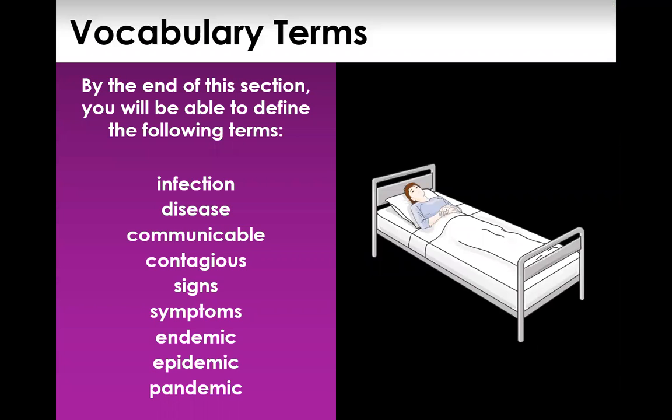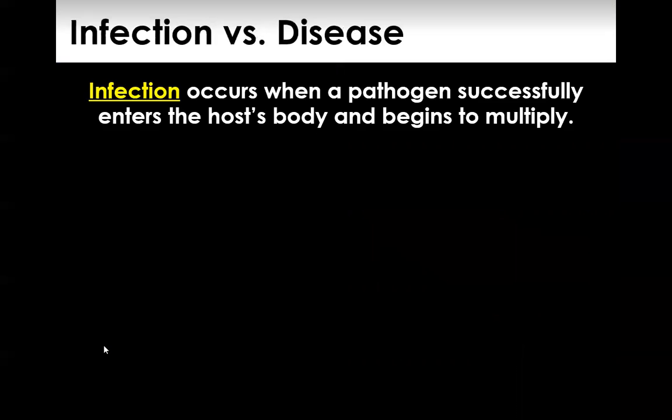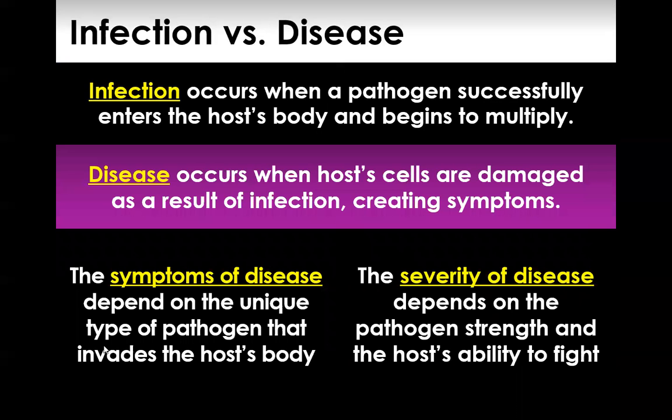So the stages of infection. So these are all words hopefully you have seen so far in your class, and if not, you definitely need to know these terms. When we think about these words: infection, disease, communicable, contagious, signs, symptoms, endemic, epidemic, pandemic. We need to know what these words mean. Okay, so let's talk about the first few.